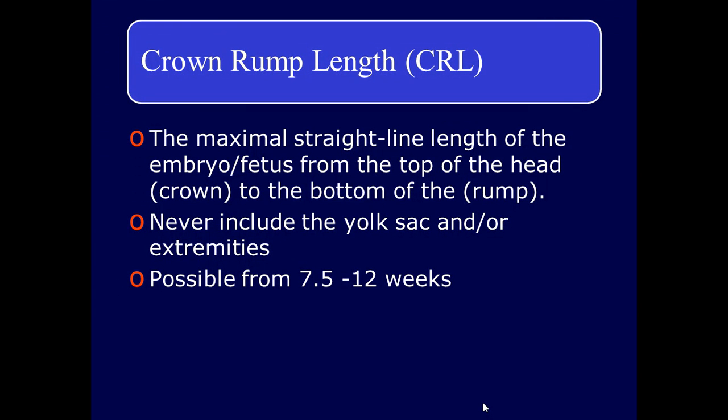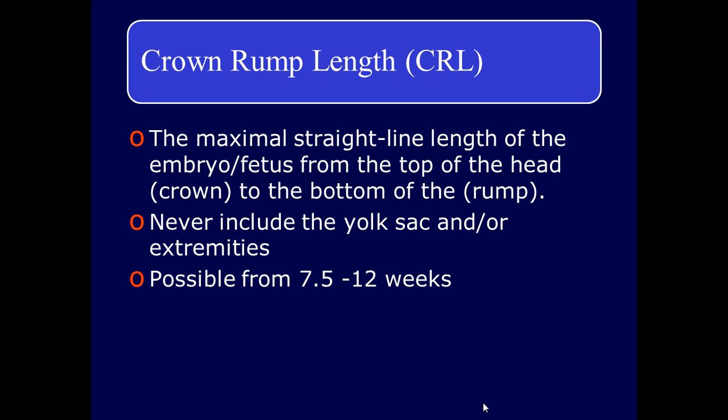Crown rump length is the maximal straight line length of the embryo or fetus from the top of the head to the bottom of the rump. Crown rump length measurement should never include the yolk sac and or extremities. Before 7.5 weeks, the embryo appears as a cluster of echoes near the yolk sac, and it's not generally possible to distinguish crown and rump.